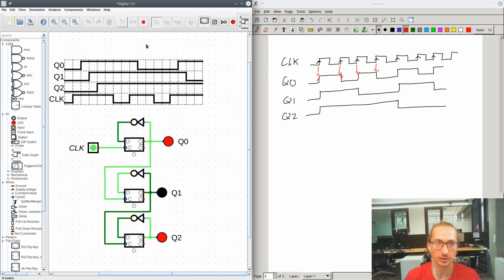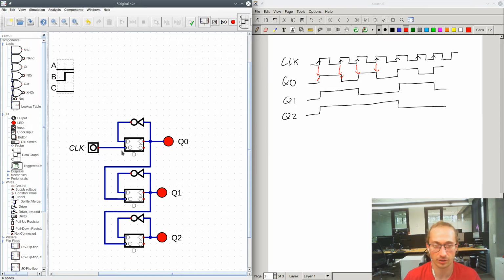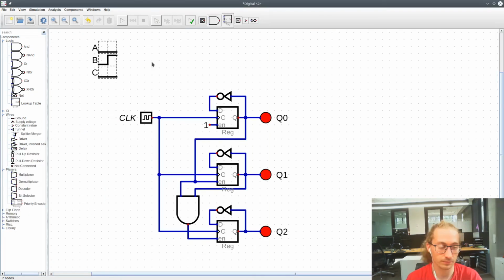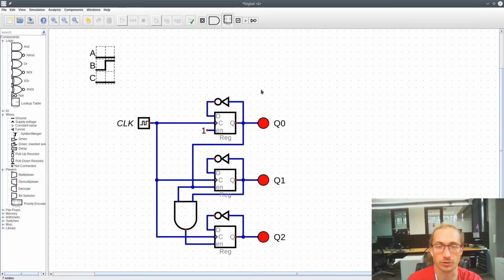The problem is that this is not a synchronous circuit because not all the components share the same clock line, right? The clock input for the second flip-flop is not the global clock, but the output from the first flip-flop. So what's a better way to do this? One solution to the rippling problem, to ensure that the circuit is sequential, is instead of using D flip-flops, we can use D flip-flops with an enable input, which Digital represents as registers.